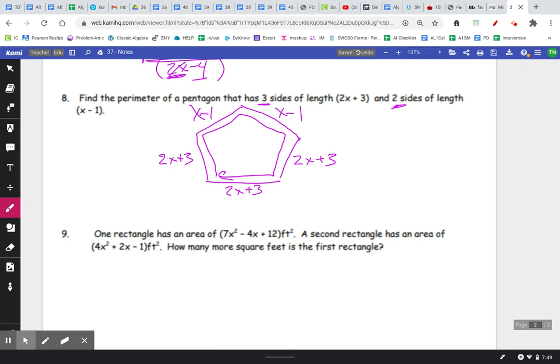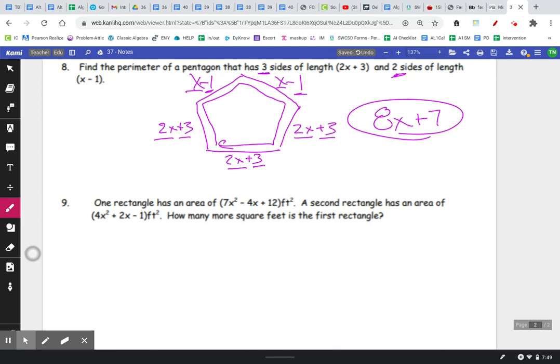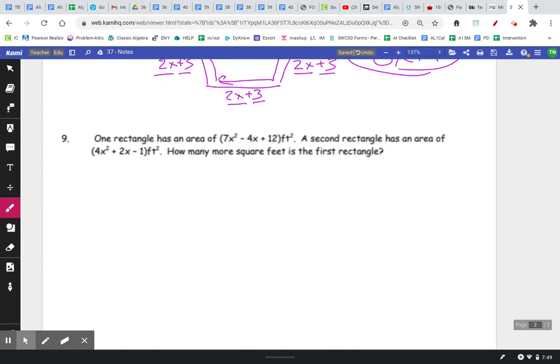Add them all up. 2x plus 2x is 4x, plus another 2x is 6x, plus another x is 7x, plus another x is 8x. When I add all my x terms up, I have 8 of them total. Let's add our constants. 3 plus 3 is 6, plus 3 is 9, plus 1 is 10, plus 1 is 11. My perimeter is 8x plus 11. I do not combine those for the same reason I've told you on the last 7 problems why we don't combine them. They're not like terms.